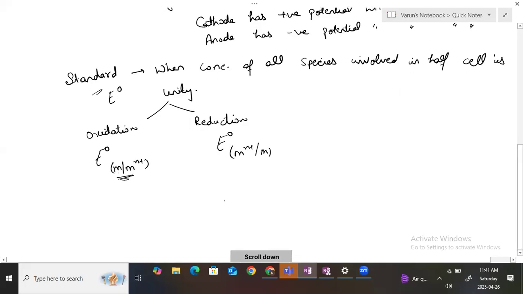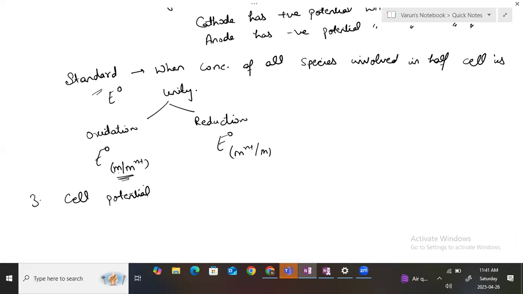Any doubt from this part? The next terminology that we have is the cell potential. First, we learned electrode potential. What is electrode potential? It is the potential difference between electrode and electrolyte in a single half cell. What is the standard one? When the species are at unit concentration. And now we talk about cell potential. For cell potential, we consider both the half cells, the anodic half cell and the cathodic half cell, or the oxidation and the reduction.